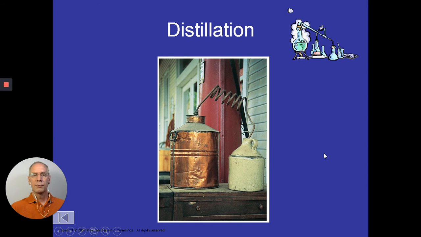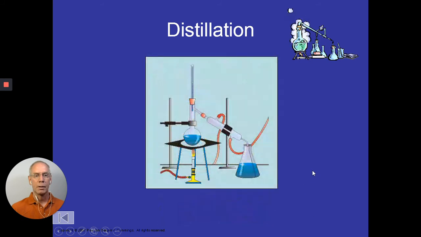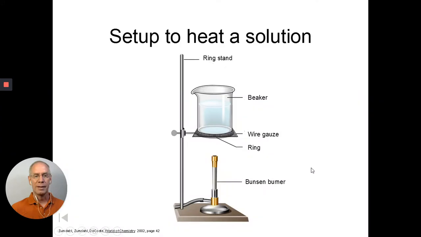All right, let's talk about distillation. Distillation uses what you might call a still if you lived in Kentucky, right? This is how moonshiners would have made their moonshine. So in its most basic sense, let's go back a little bit and start to separate mixtures, and then we'll build into that a little bit.